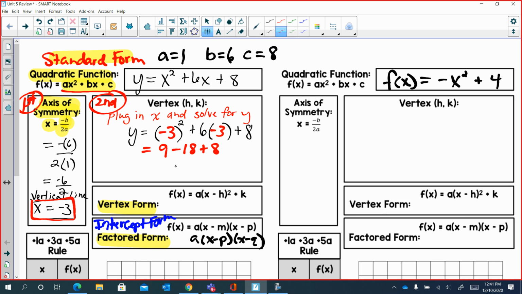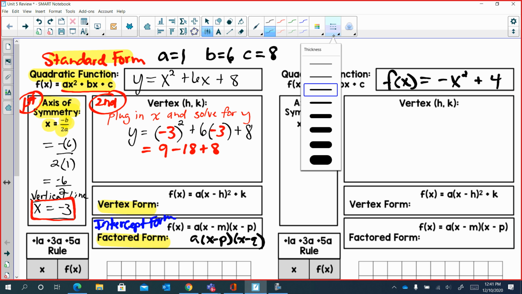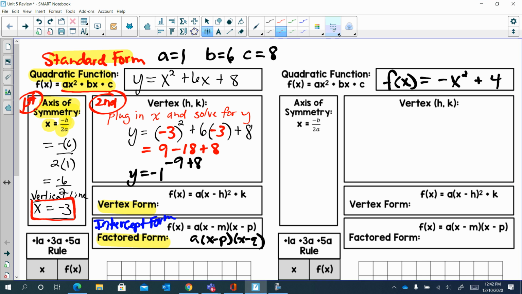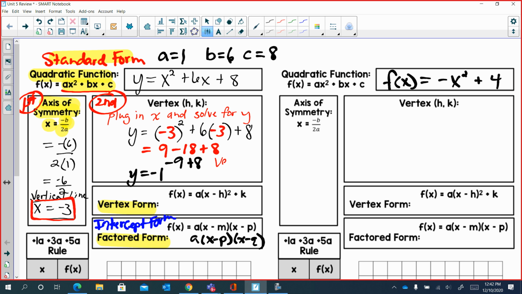So this becomes negative 9 plus 8. Yes. The y equals negative 1. Okay. So your vertex is the ordered pair negative 3, comma, negative 1. Okay.